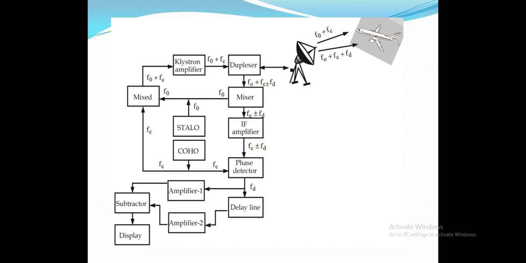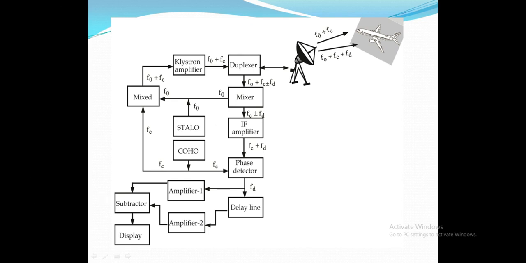Okay, the delayed output is amplified by amplifier 2, and at the same time the undelayed output of the detector is amplified by amplifier 1. See here, the phase detector output is given to both amplifier 1 and delay line. So the undelayed output is amplified by using amplifier 1, and the delayed output is amplified by using amplifier 2. Next, the amplifier 1 and amplifier 2 outputs are given to the subtracting circuit.